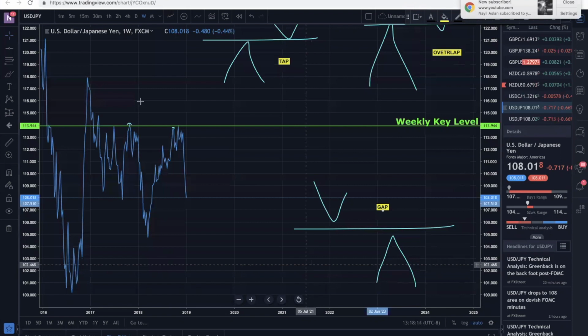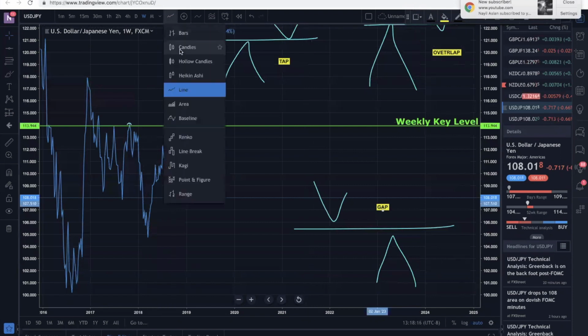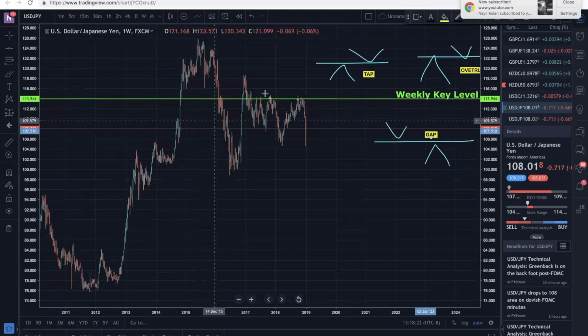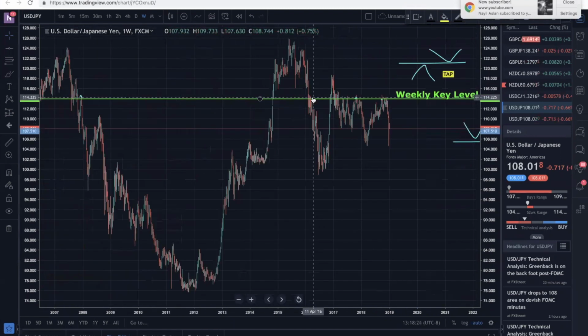I'm going to go ahead and check really quickly on my candlesticks. I want to make sure that this horizontal line that I drew lines up with price. So I see it's definitely lining up right here.